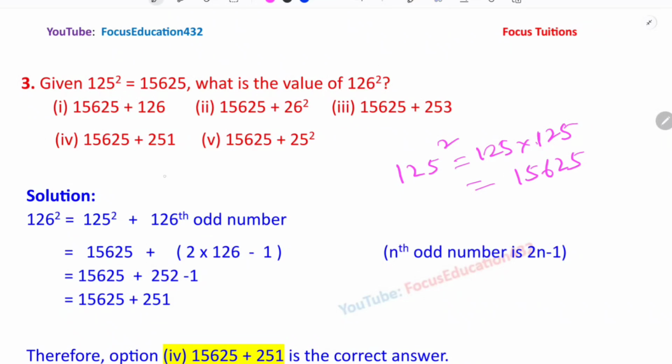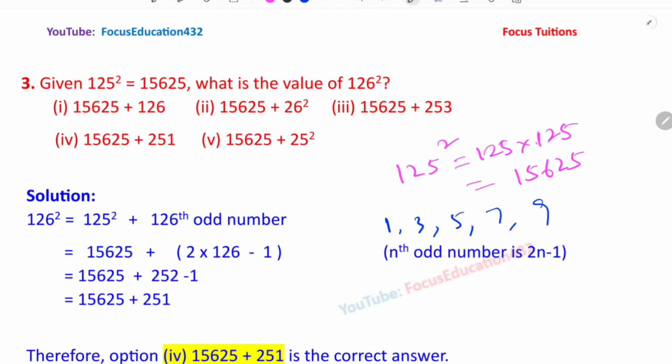For example, we know the odd numbers: 1, 3, 5, 7, 9, like this. 1 is the first odd number, 3 is the second odd number, 5 is the third odd number, 7 is the fourth odd number, like this.